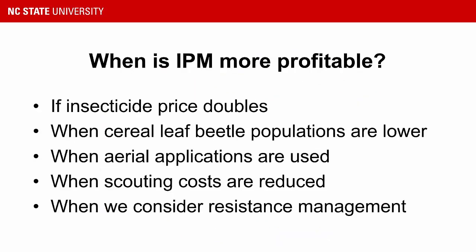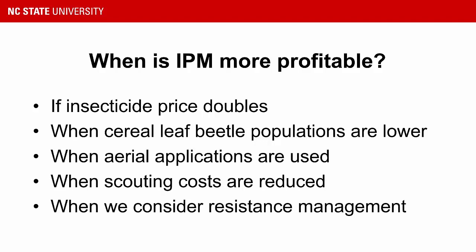How can we make IPM more profitable? If insecticide price increases, it's more profitable. When cereal leaf beetle populations are lower, it's more profitable. And actually, in the 10 years since we've done that study, cereal leaf beetle populations have been low enough in every single year that IPM on average has been more profitable than tank mix strategies.